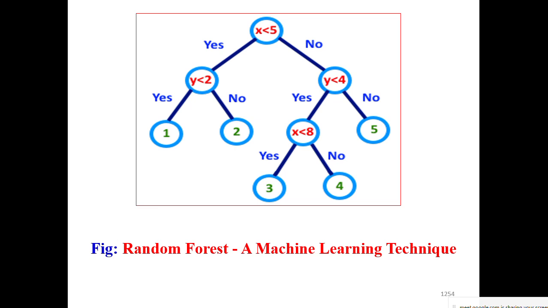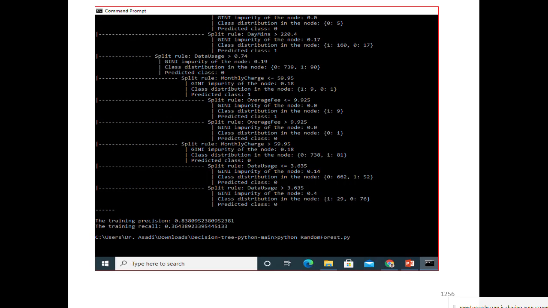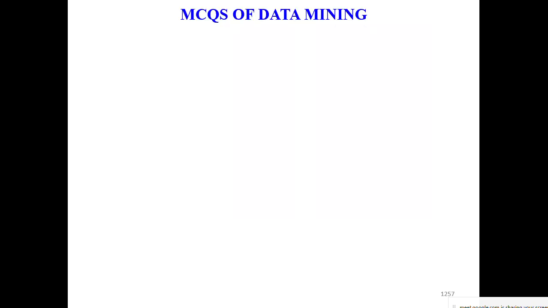So it is a machine learning technique. Then the random forest machine learning technique. This is the algorithm class that grows one random forest tree. Then we are declaring all the variables because we are taking data from a real-time application. This is the algorithm execution, and this is about the theoretical part of data mining.